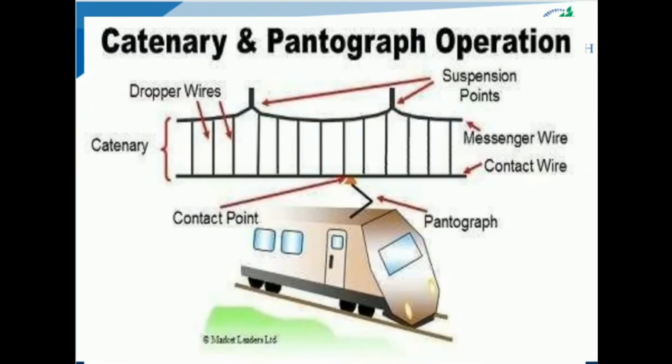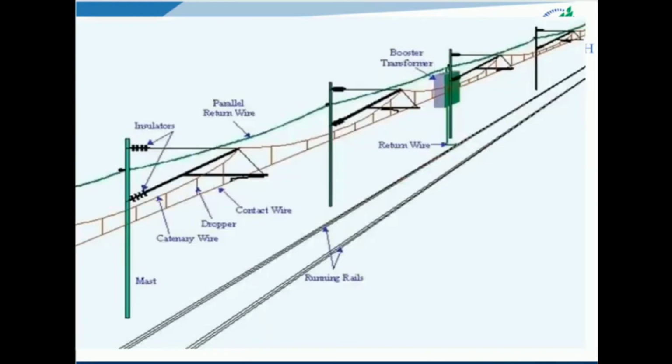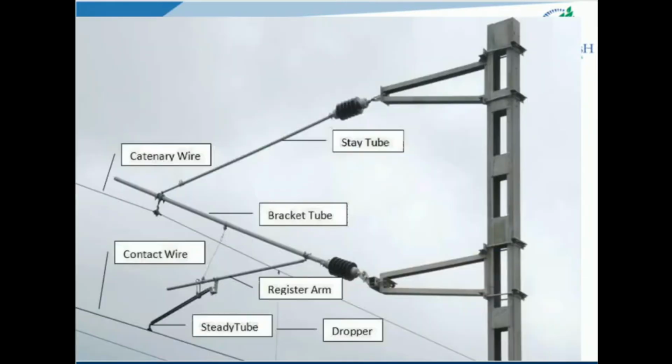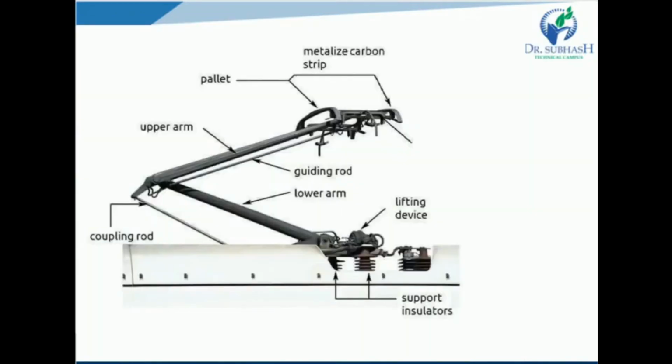Catenary pantograph operation. This is the figure of the pantograph we discussed previously. This is the whole system of traction, with insulators and a boost transformer. At different places we put some arrangements to get the supply to the electric traction. This is the stage tube, contact wire, and registration arm. This is the current collector, the actual current collector diagram. This is the pantograph, the actual image of a pantograph.